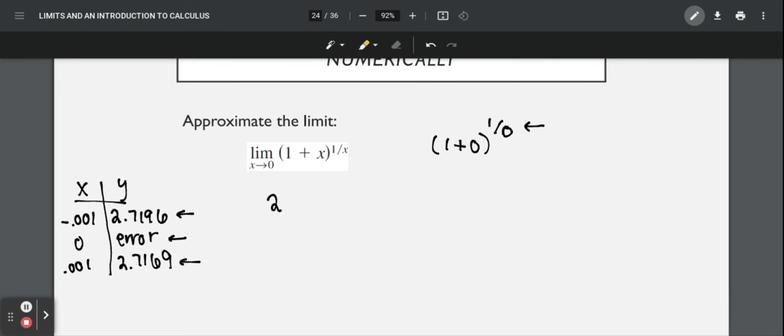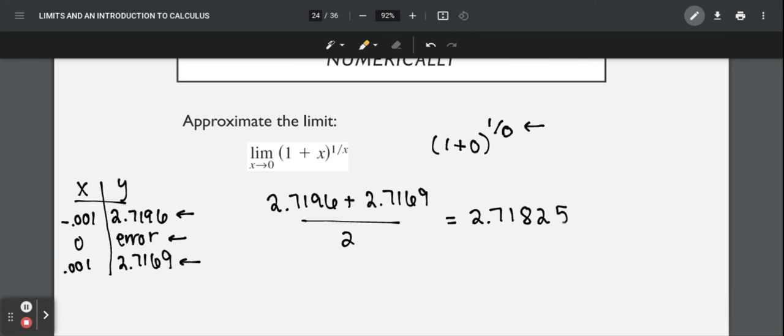So to find the limit, we'll take our 2.7196. We'll add it to the 2.7169 and then divide it by 2, which gets us 2.71825. And that's what we would say is our approximate limit for that one. So again, when those table values aren't exactly the same on either side, you can just average those two together to get that approximate limit.